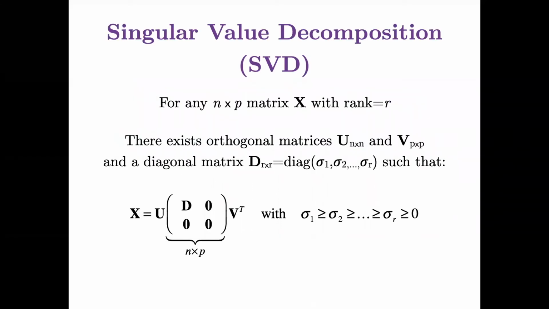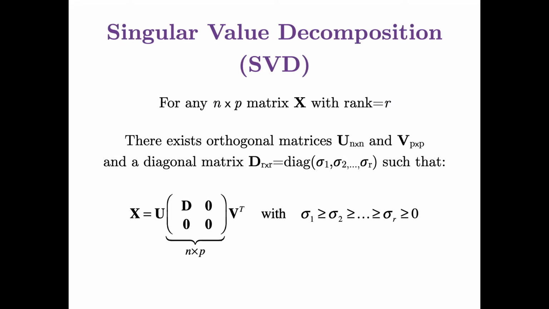The singular value decomposition is really more of a theorem, and it says that any n by p matrix X with rank R, and now typically in data science, we're hoping that our matrix is full rank, meaning that the rank is equal to either the number of rows or columns, whichever is fewer. So remember, a full rank matrix has to have either linearly independent rows or linearly independent columns.